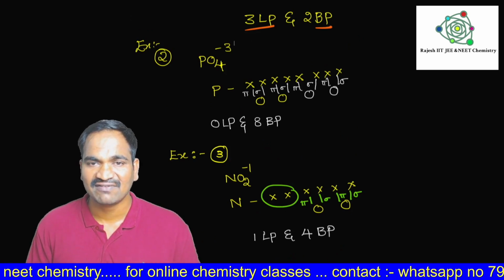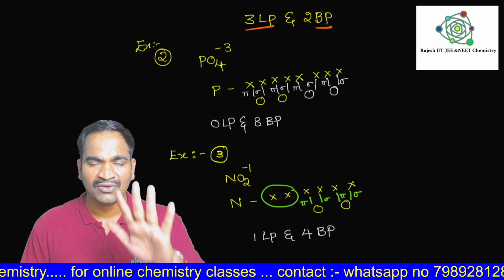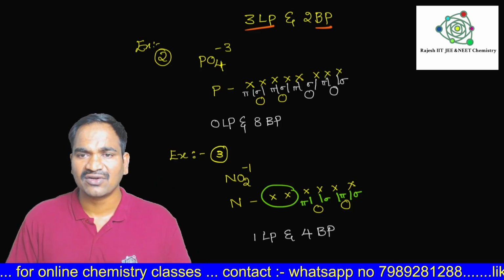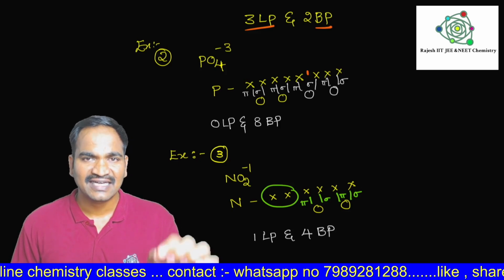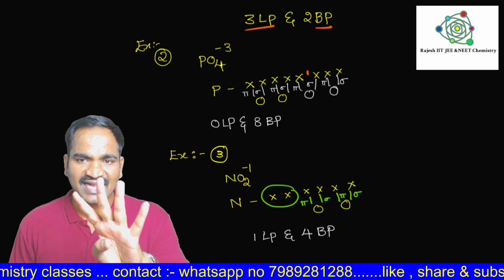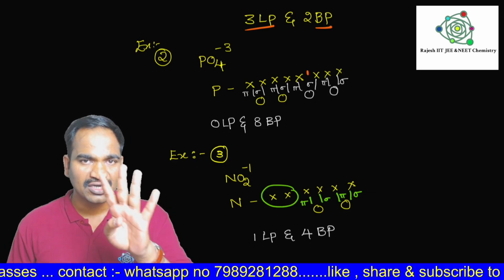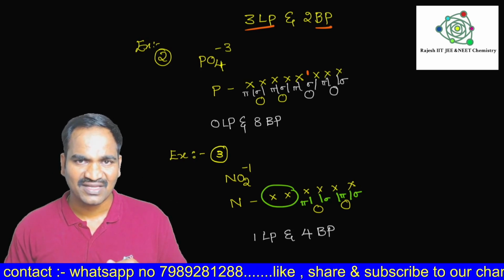Next, coming to the second example, PO4 3-. Here we need some clarity. Phosphorus belongs to the 5A group, so 5 electrons, which I have written here. Next, it has a charge of minus 3. Minus 3 means I added 3 electrons: 1, 2, 3. Total, how many electrons? Total 8 electrons. Is it clear?